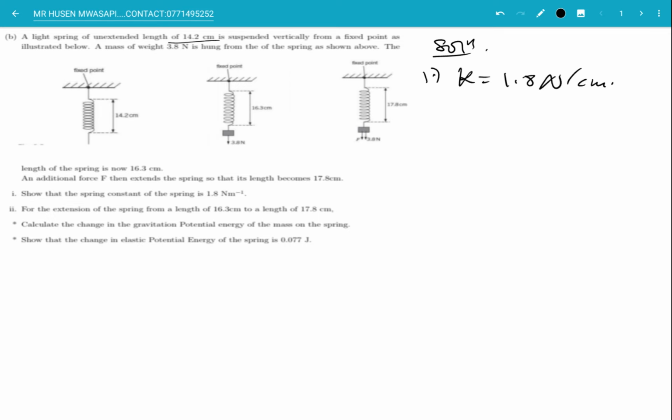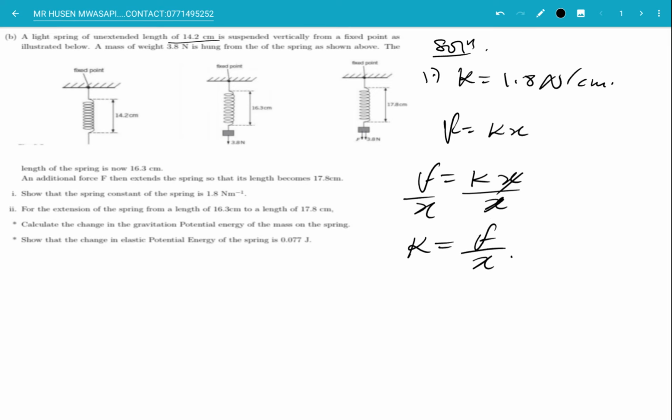Alright, so how are we supposed to go about this? Remember, force is equal to what? Kx. Our interest is the K value, so let's make it the subject of the formula. Divide by x, divide by x. This implies that K is equal to F over x. Let's collect data and ask ourselves, what's the value of F?